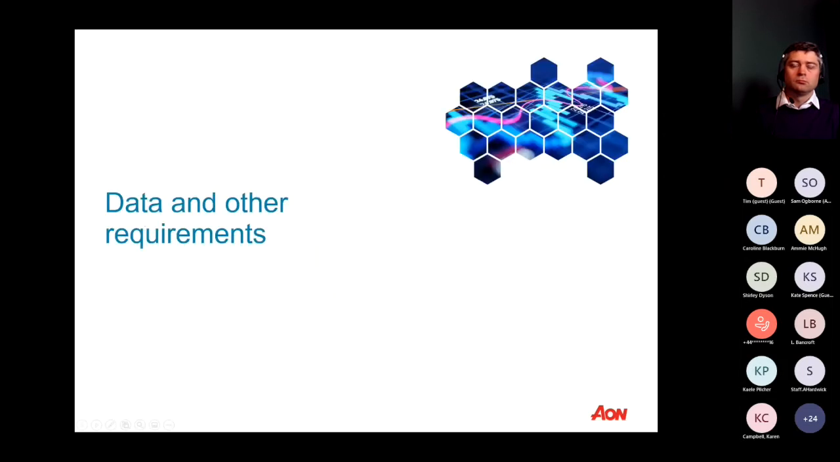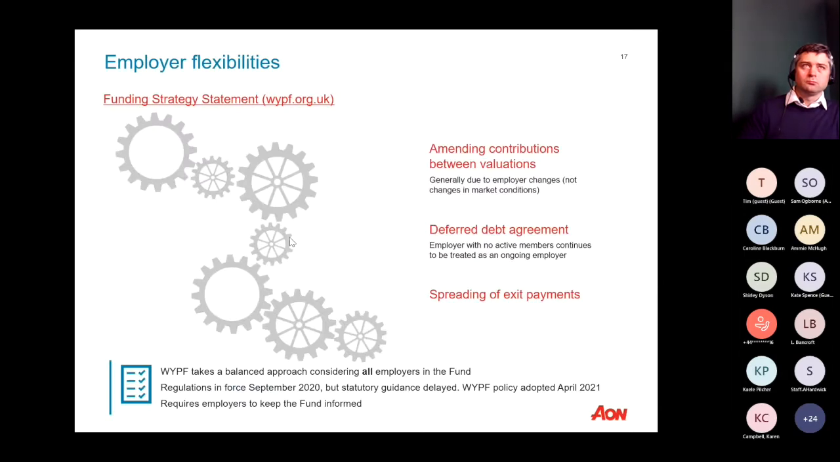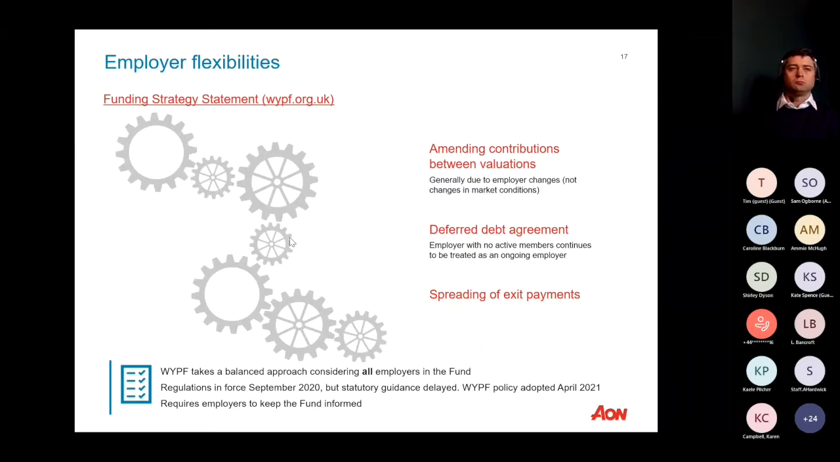Okay, so moving on, hopefully you can still see my screen. Our second section then relates to data and other requirements. So I'm going to start with some new regulations that came in. Historically, you could only change employer contributions for long-term employers such as yourselves once every 3 years when you're doing a formal valuation. In September 2020, regulations came in which changed that and made a number of changes which we call employer flexibilities.